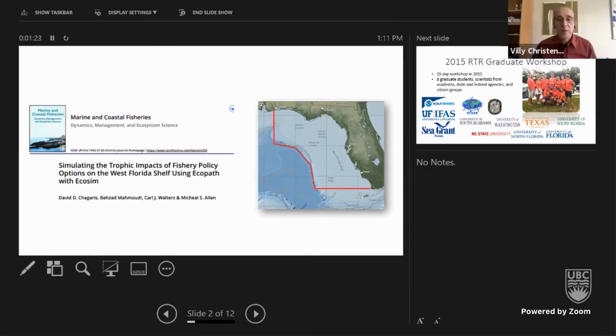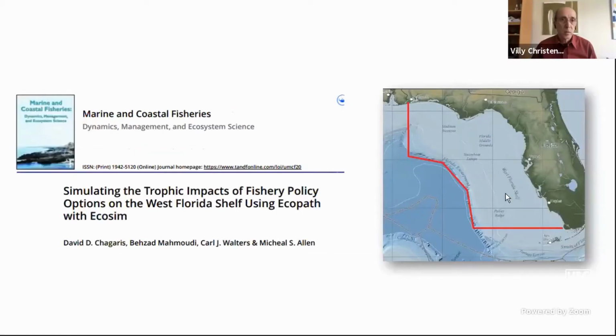Hold on. Maybe you can swap screens, because we're actually seeing your presenter view. I think it's under display settings at the top on the left. Display settings? There we go. Much better. Okay.